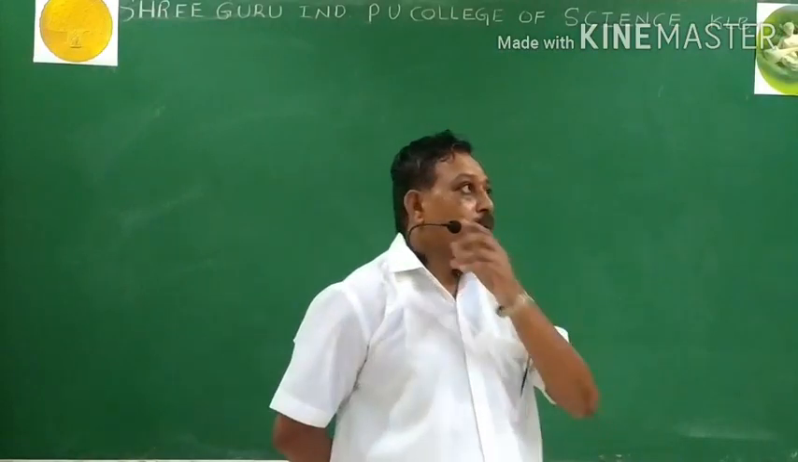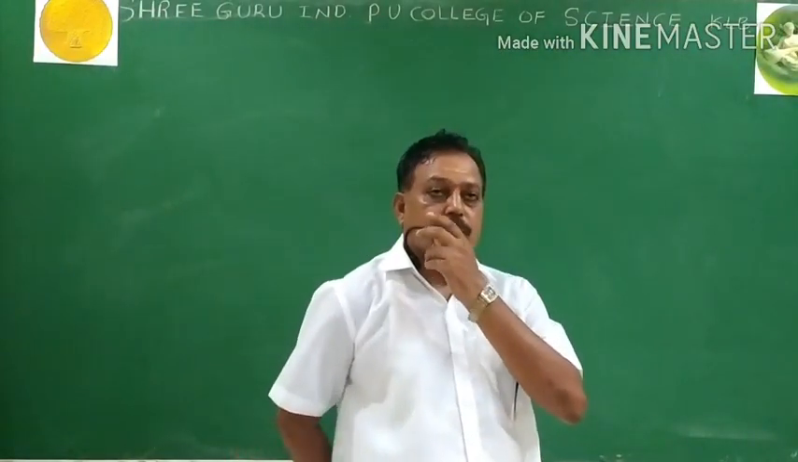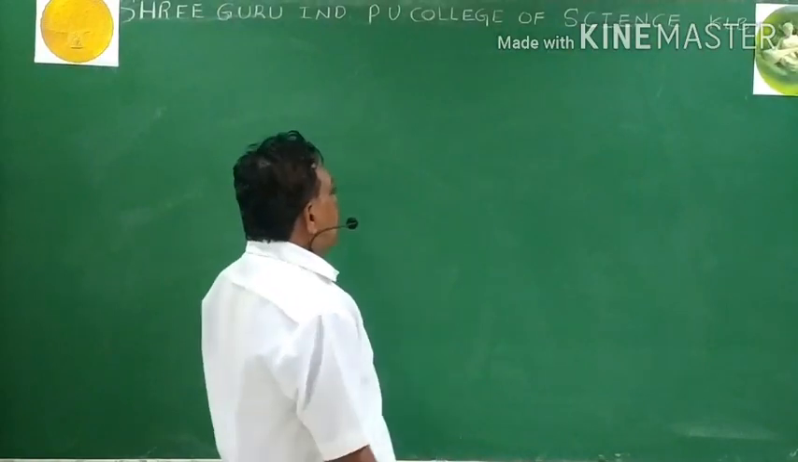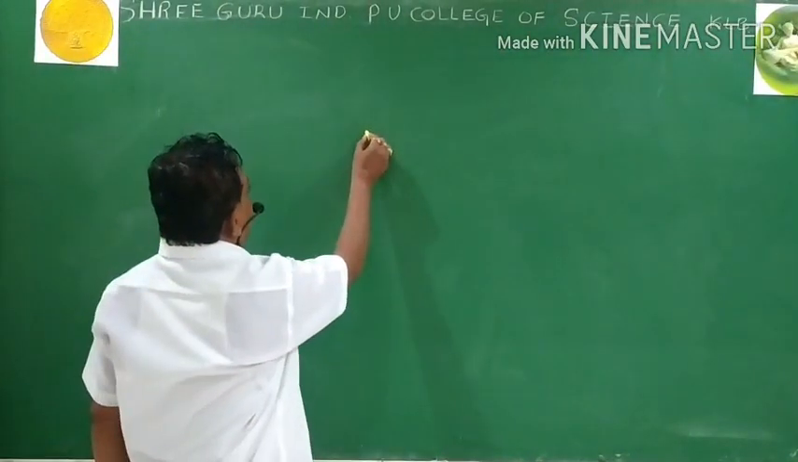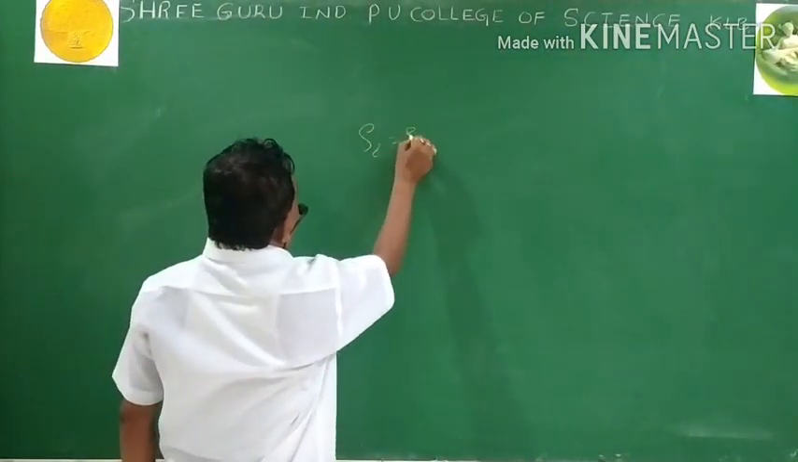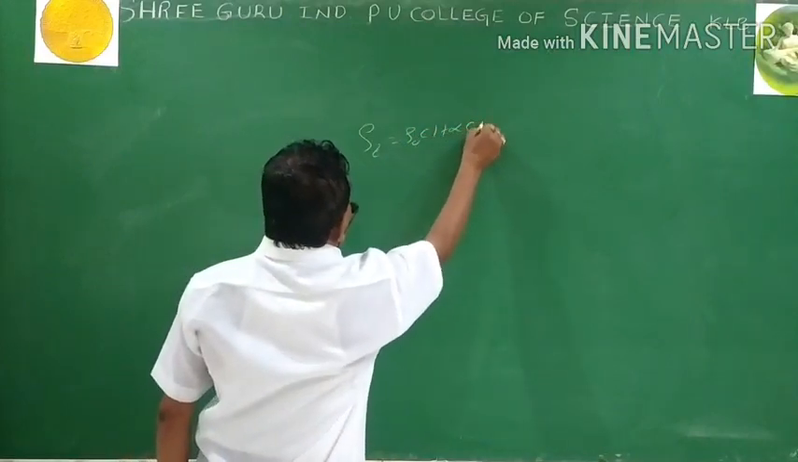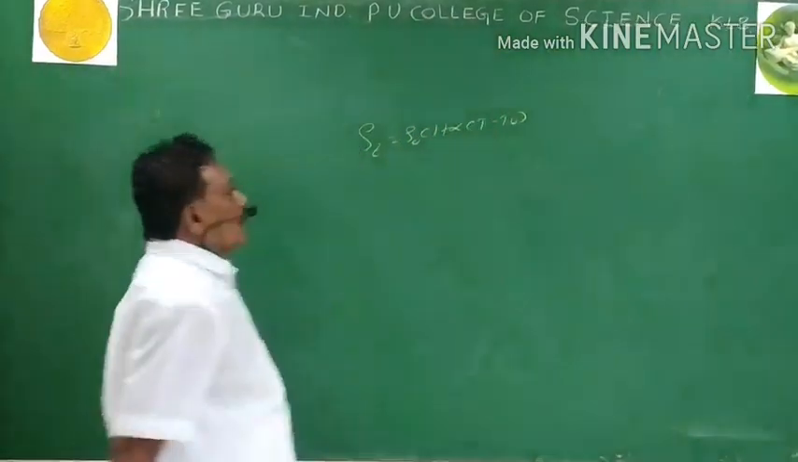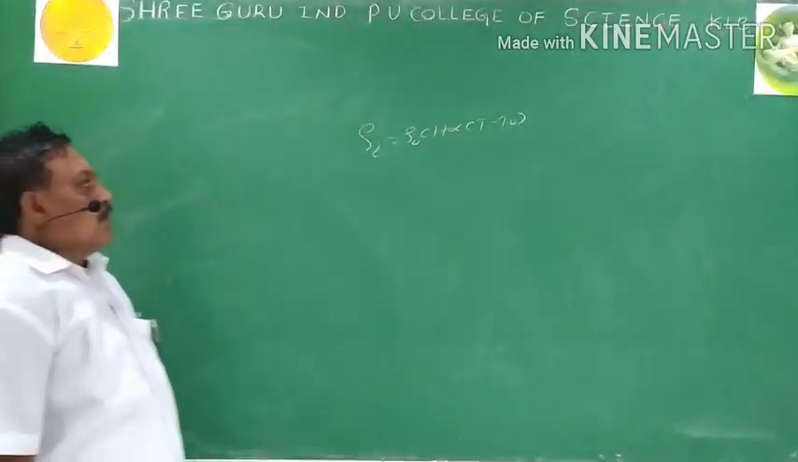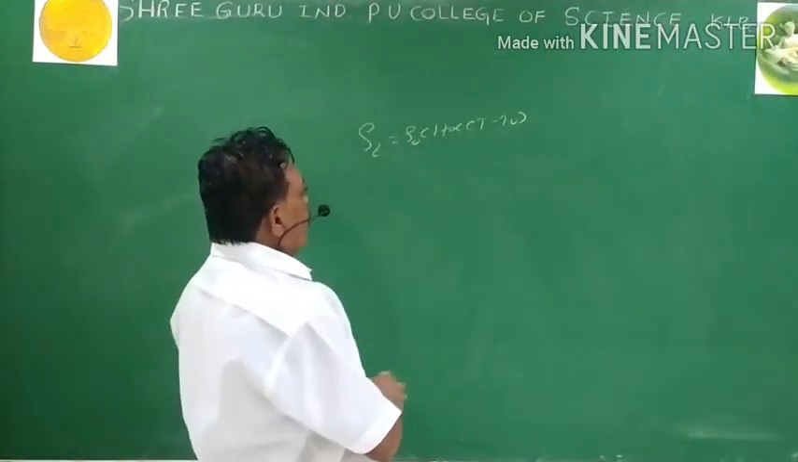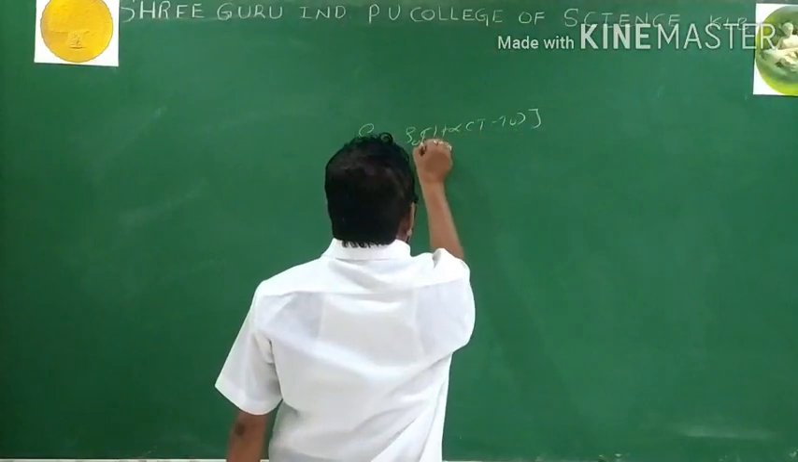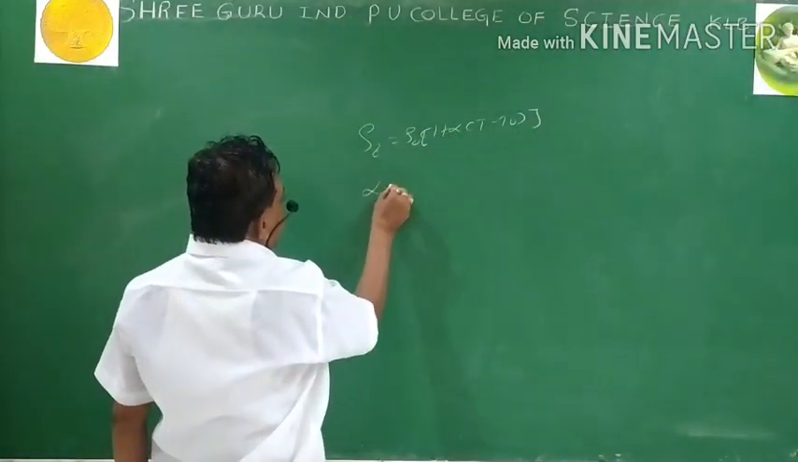So, due to small variation of the temperature, the resistivity of a given material is given by rho suffix t equals rho naught into 1 plus alpha times t minus t naught. So, by knowing this equation, we made the equation for alpha.